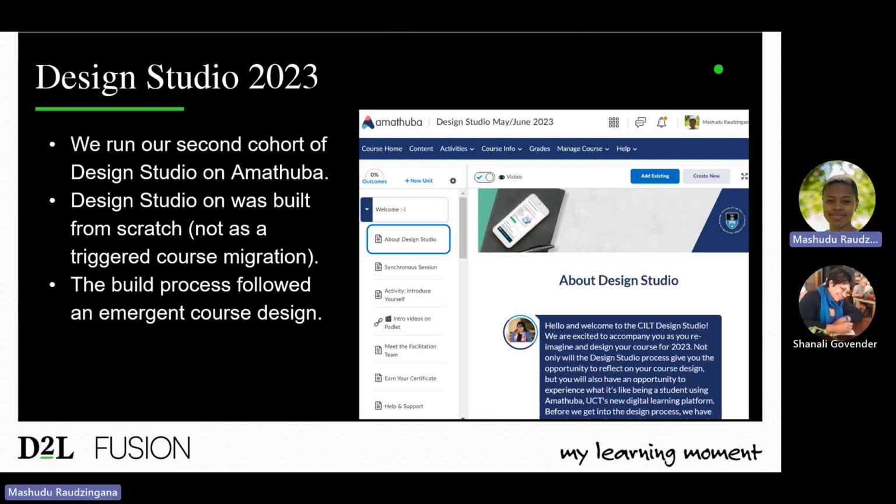I am going to hand over to Shanali Govender, who is going to tell you more about the emergent course design process that we followed, as well as some of the activities that we used to create the experiential learning of the Design Studio course. Thank you. Over to you, Shanali.